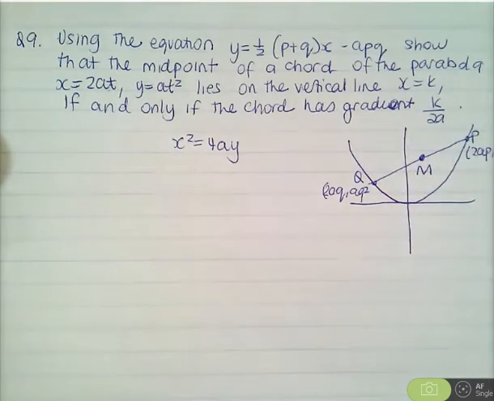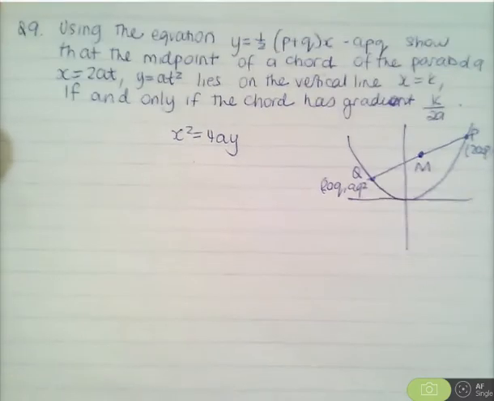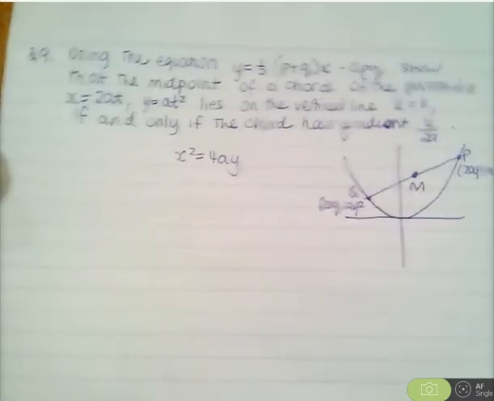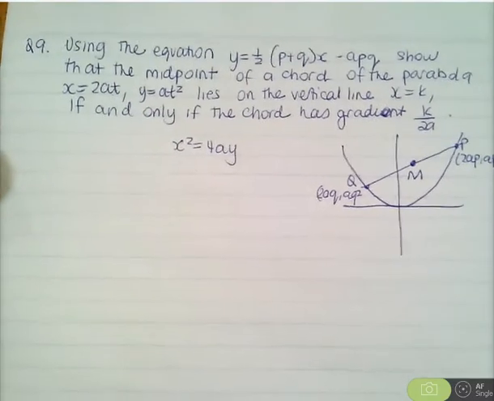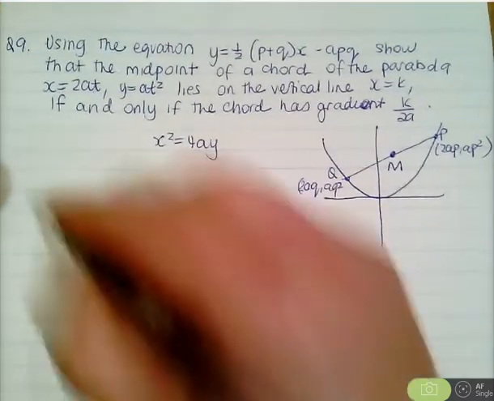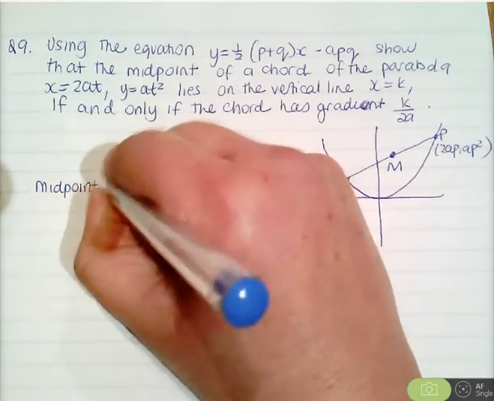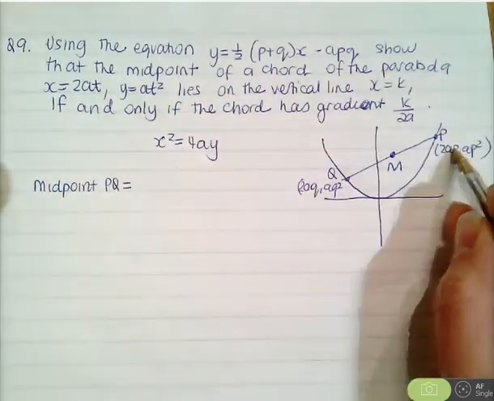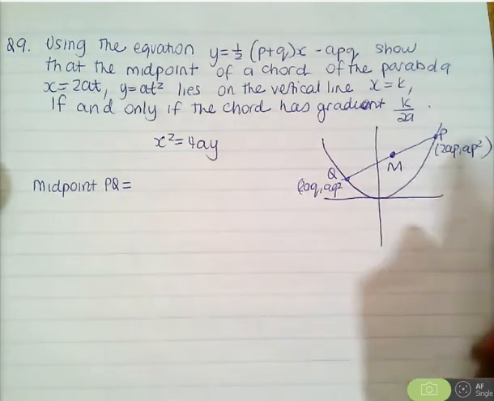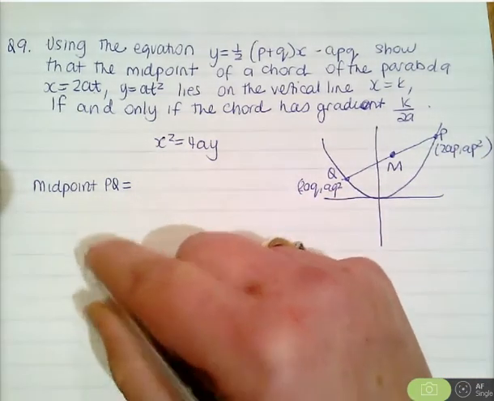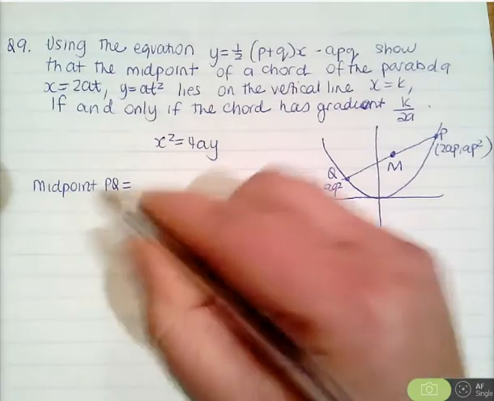What we need to do, obviously, because the question's referring to the midpoint of PQ, of that chord, we should find the midpoint of PQ. Okay, so we're going to do that first. So you can try that. Remember, to find the midpoint, you add the x values together and divide by 2, and you add the y values together and divide by 2. So please pause the video and restart when you're ready.